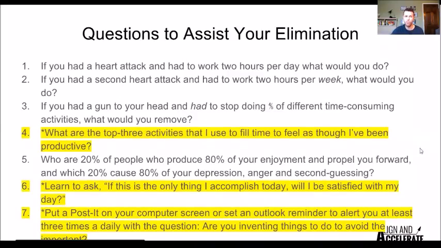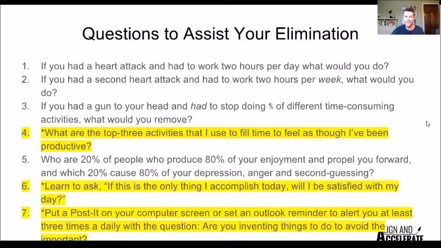The 3 that I like: what are the top 3 activities that I use to fill my time so I feel that I'm being productive? Because we all do things that we feel like are productive, but they're not. Sometimes for me, it's reading. It's like, oh, I'm being productive, I'm reading a book, but not really getting done what I need to get done. So that's a big thing for me.